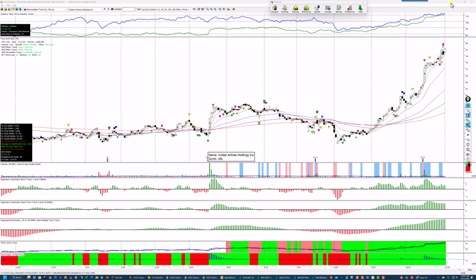Now looking up here, you can see that the industry group, the green line, is showing us that the airlines have been going, the green line is the outperformance. UAL has been outperforming its group. Back here they were moving together, and then the group flattened out, but the green line continued to go up. So this is a very example of a very strong stock.